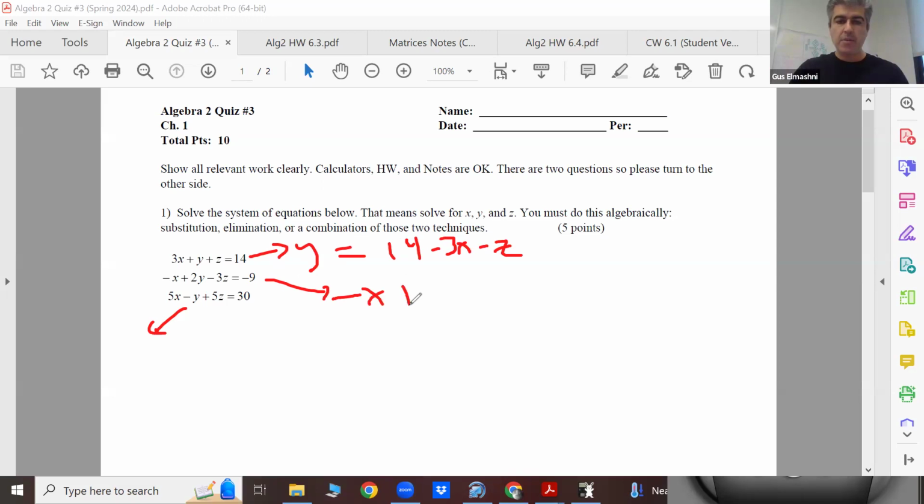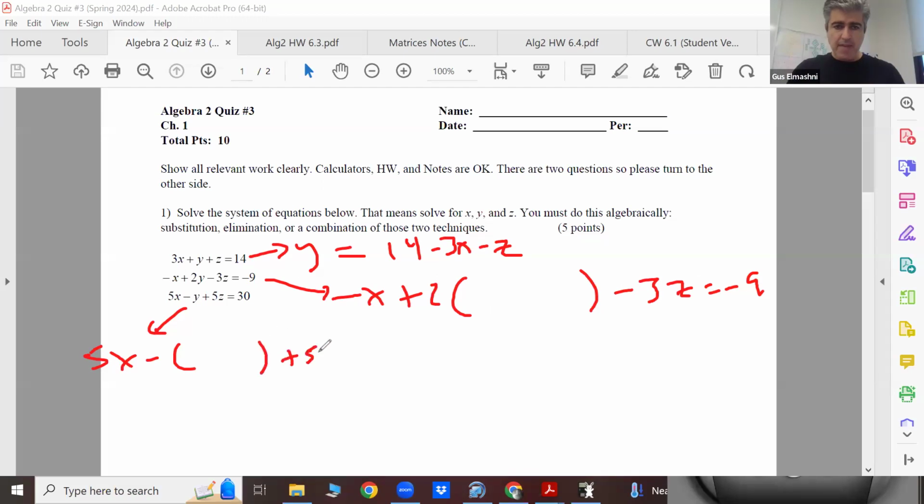So negative x plus 2 parentheses, I'm going to leave that blank for now, minus 3z equals negative 9. We're okay with that, right, so far? Next, 5x minus parentheses plus 5z equals 30. And I'll change colors so there's a bit of a contrast. 14 minus 3x minus z.